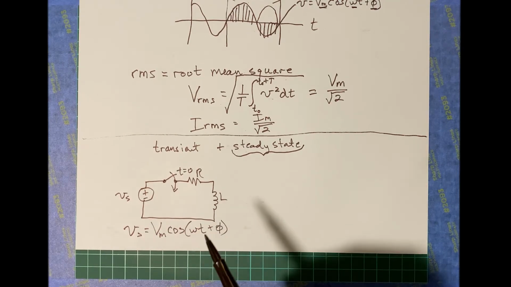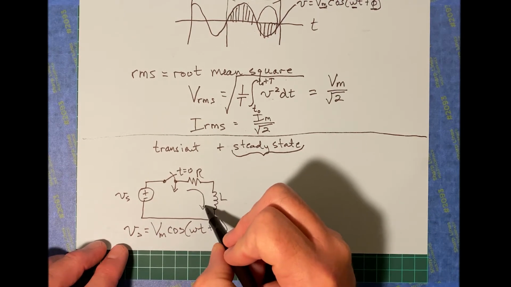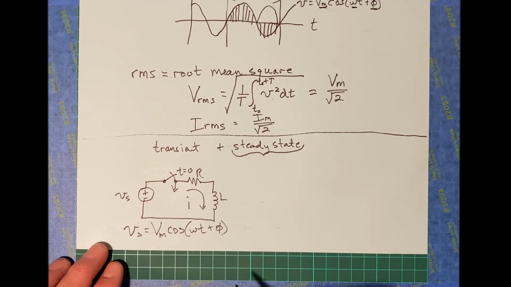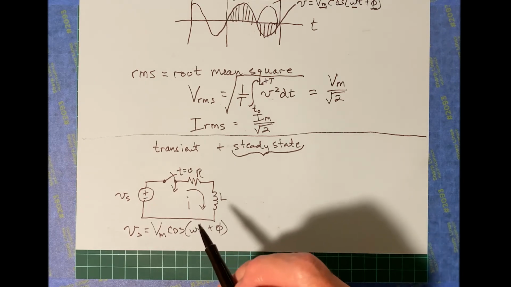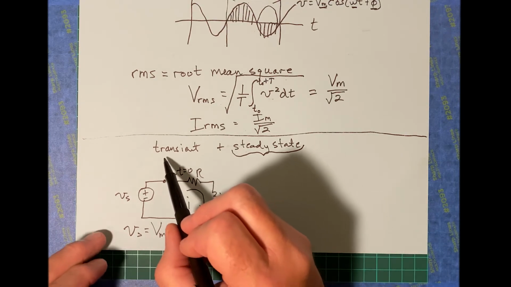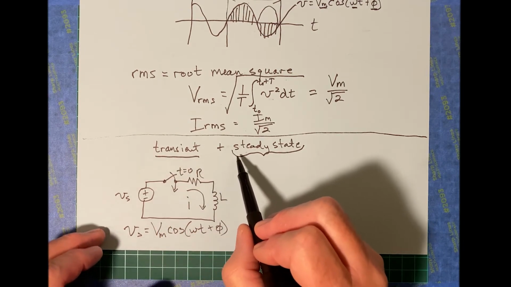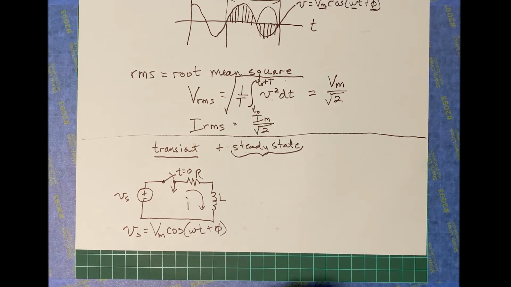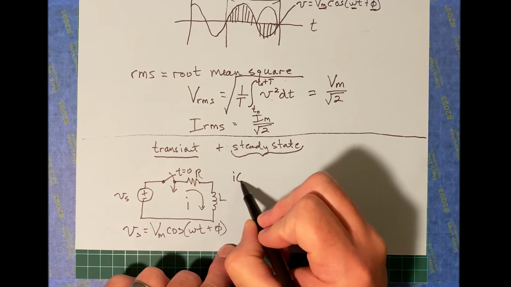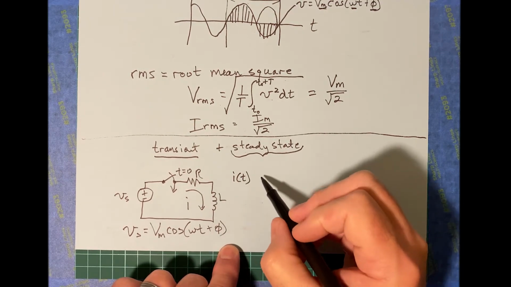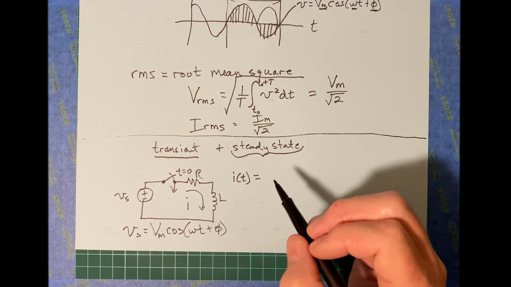Okay, well, if you were to go through and solve for the current here, you're going to find that the current is also going to be a sinusoidal type of function. But the current is going to have a transient part and a steady state part. If you were to follow through with this and figure out what I as a function of time looks like, well, here's what you would find.